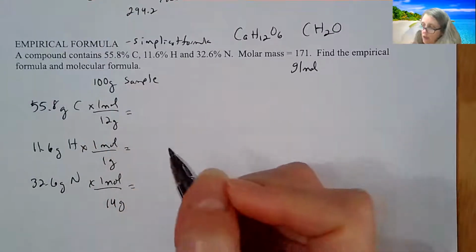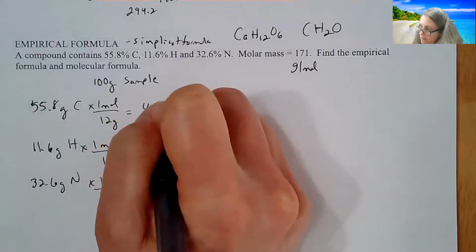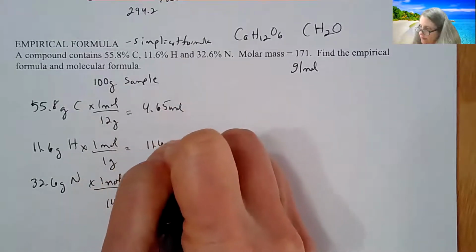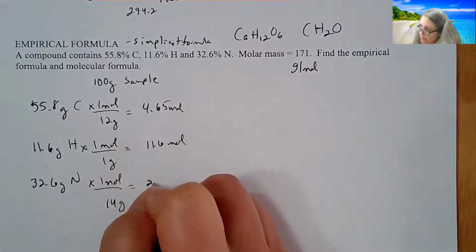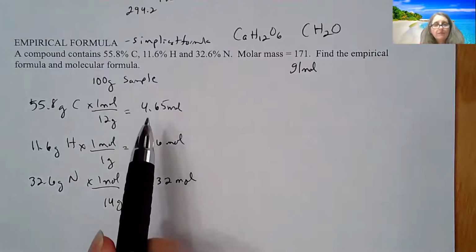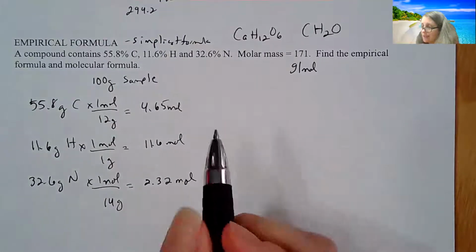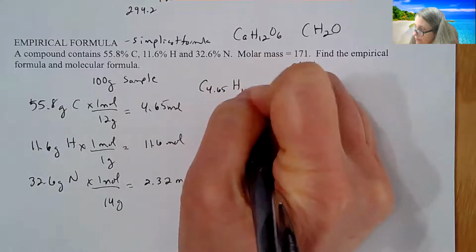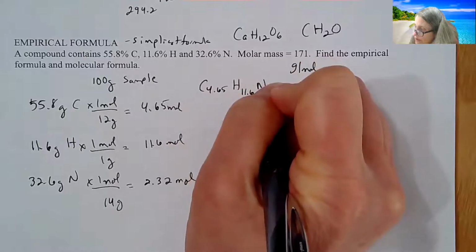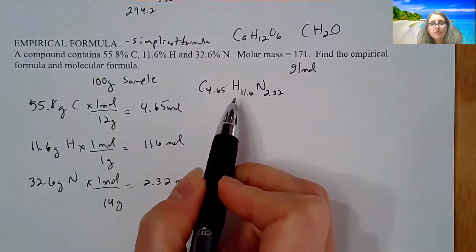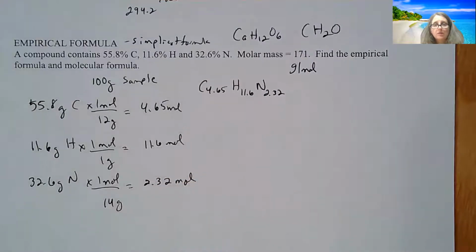I'm going to take it out 3 digits here. Sometimes you find some issues if you take it down a little too far, you don't get decent data. So just keep in mind, usually 3 is going to work for most of the calculations you're going to see. I've now converted everything to moles. And technically speaking, this could be how I write the empirical formula. This is really the relationship, okay? Carbon is 4.65, hydrogen is 11.6, and nitrogen is 2.32. That's really what those subscripts are.